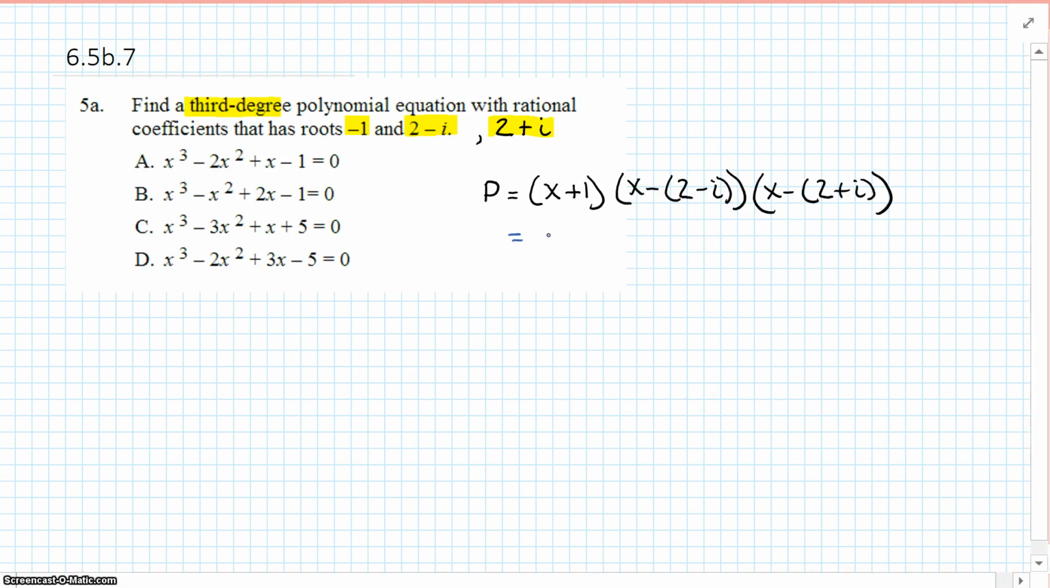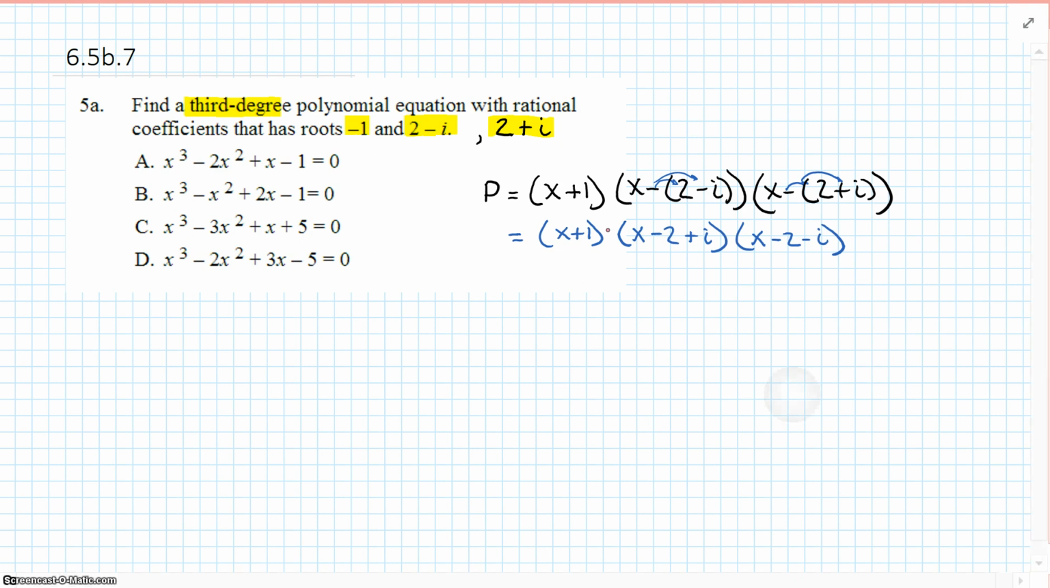So we're going to set equals x plus 1, and now all I'm going to do on this step is distribute the negative sign in front of each parenthesis. So it's going to be x minus 2 plus i times x minus 2 minus i. Okay, make sure you understand what we're doing. We're just distributing that negative sign so we can get rid of that parentheses.